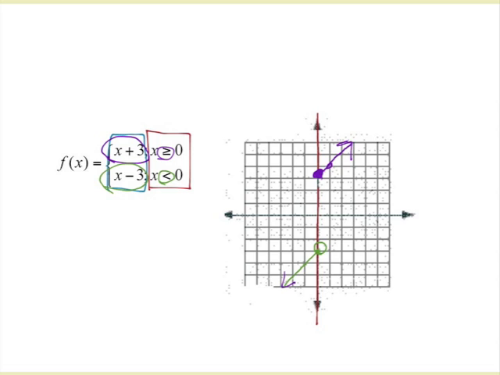Any questions about graphing piecewise functions? Is the arrow opposite of what the inequality says? The arrow should point in the direction the inequality says. So like for the purple one, the inequality is pointing to the right, the arrow should point to the right as well. So whichever way that arrow is pointing in the inequality, the arrow should point in the line, that same line.